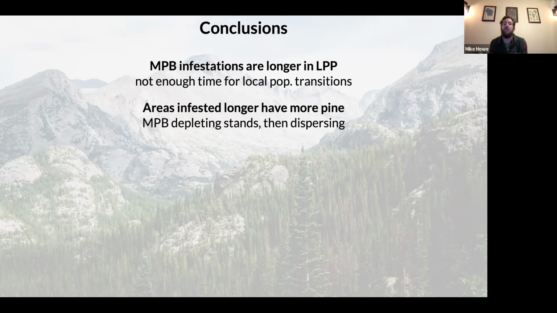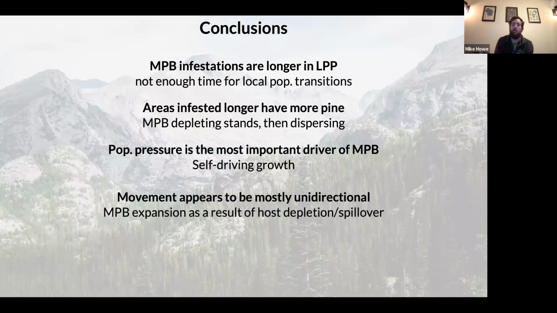Secondly, areas infested longer have more pine, which gets at this idea that mountain pine beetle are likely depleting stands and then dispersing. Population pressure is the most important driver of mountain pine beetle, which hints at this self-driving growth, and again, doesn't necessarily suggest where beetle populations are or where eruptions are starting, but helps explain some of this movement into whitebark pine, and especially since movement appears to be mostly unidirectional.